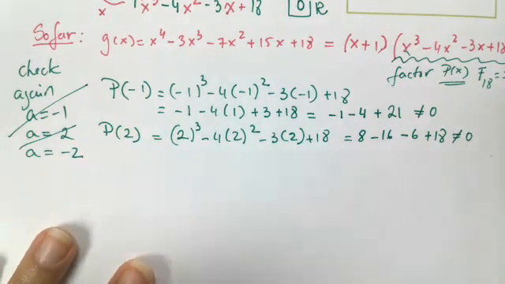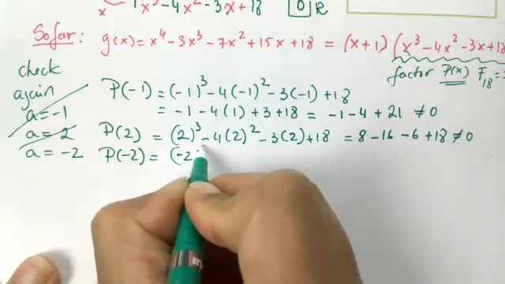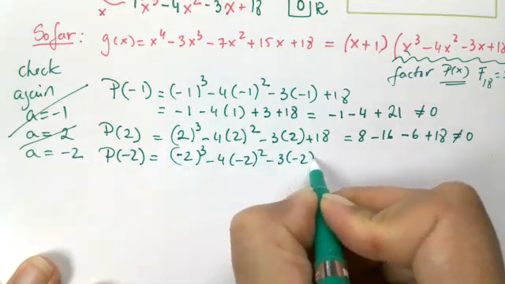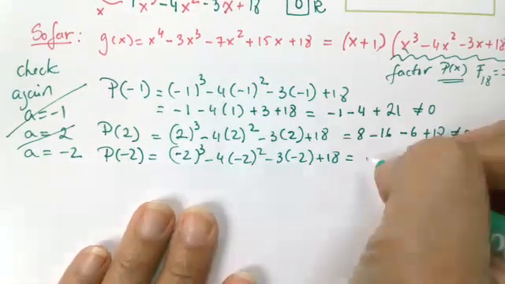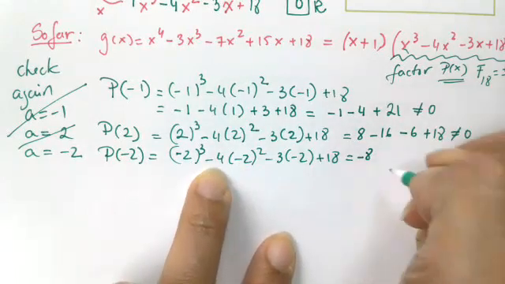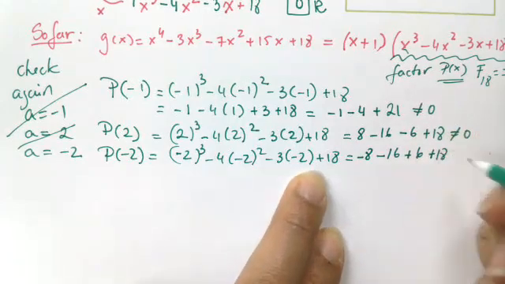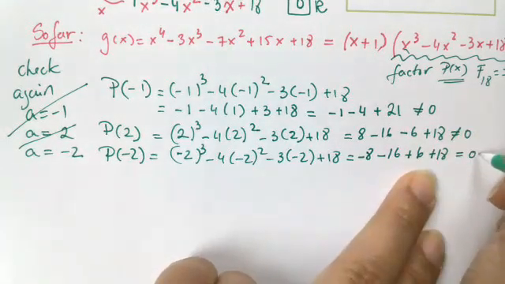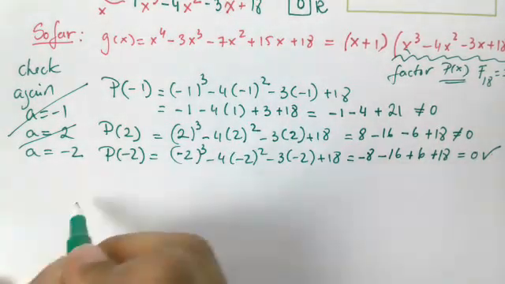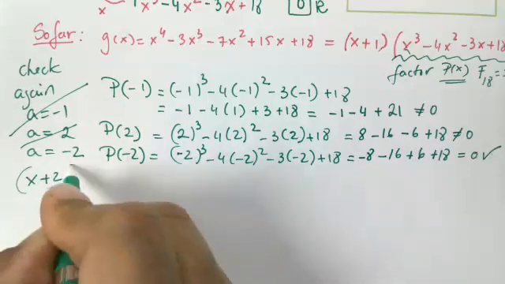A equals -2, P of -2. -2 cubed minus 4 times -2 squared, and so forth. We get -8. Here's +4 times -4, -16, +6, +18. And these ones will equal to 0, right? So x plus 2 is the second factor.